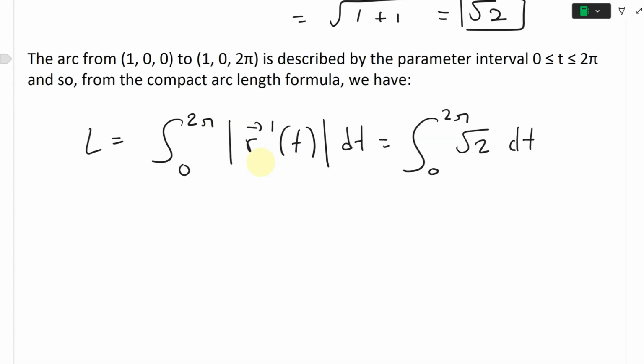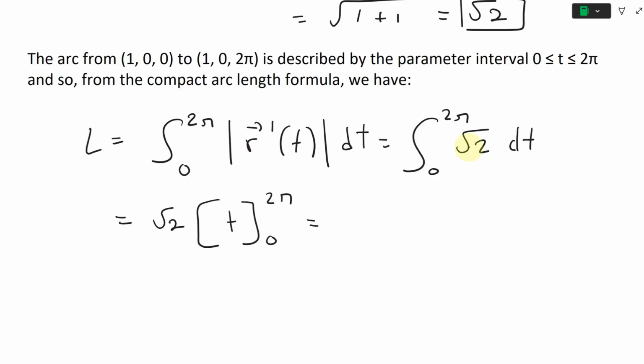And this is just standard integral calculus. The integral of square root 2, that's just a constant, so it's just going to be square root 2 times t, t from 0 to 2 pi. And we just plug this inside. This is going to be 2 pi minus 0, so this equals square root 2 times 2 pi, and then the calculus book writes it like this, puts a 2 in front, square root 2, and then puts the pi over there.